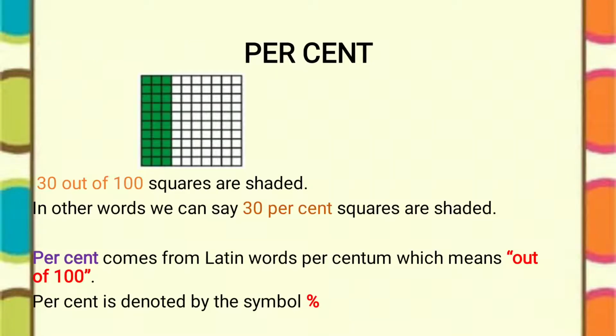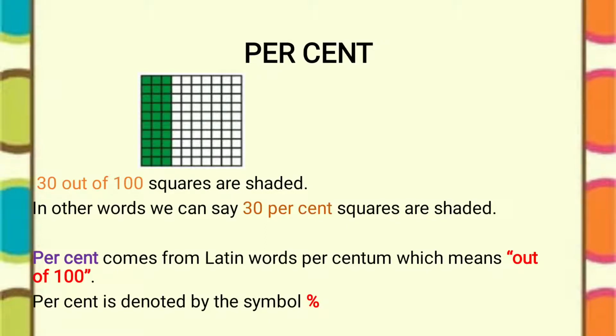Now here, what do you mean by percent? Here I am showing a sheet of paper that was divided into 100 equal squares. In those 100 equal squares, 30 squares are shaded. So I will say 30 out of 100 squares are shaded. In other words, 30% of the squares are shaded.